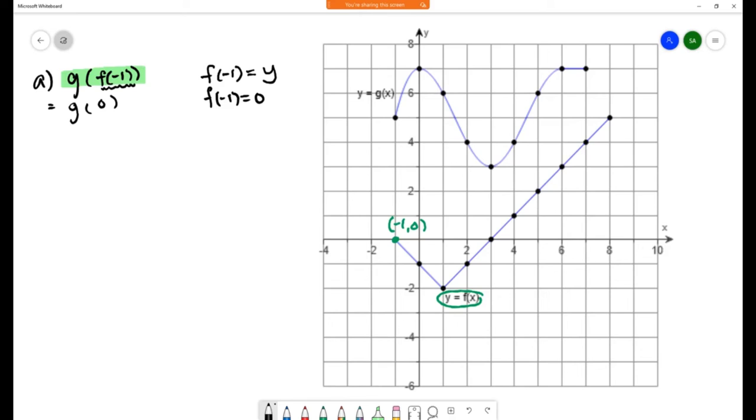So we're going to continue on now finding g of 0. To find g of 0, this notation, once again, means that we're looking for y. 0 is the x, and we're looking for the y on the graph of g. So looking on the graph of g, having an x of 0 would be this point right here. That's the ordered pair 0, 7 on the graph of g. So g of 0 is equal to 7. So we found the answer to g of f of -1, and that's 7.